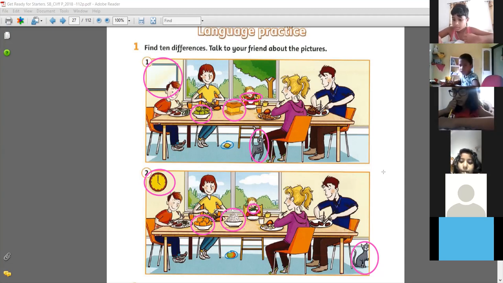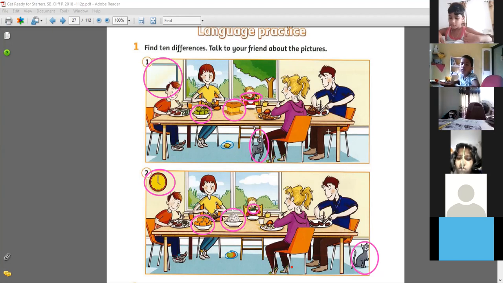Teacher, I am finished. I am finished doing the work. Okay. There are oranges on the table. There are apples on the table. Okay, continue.